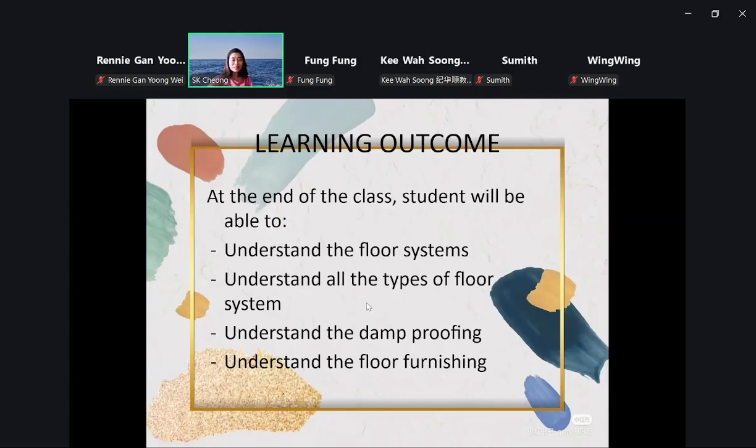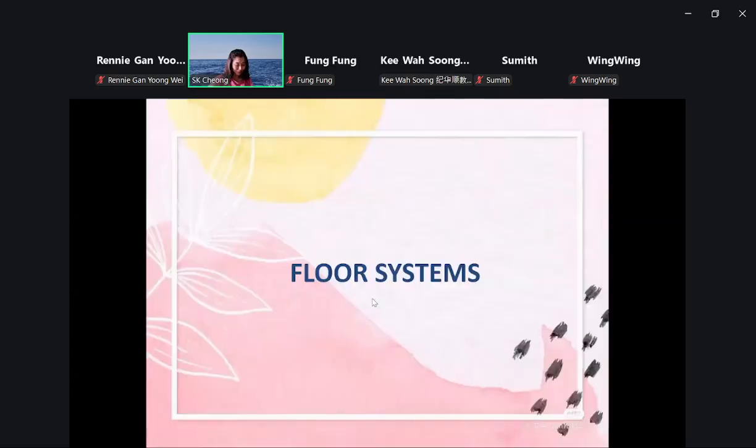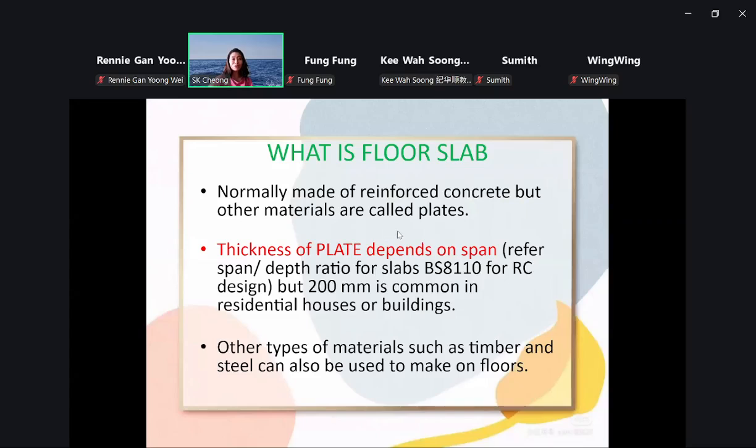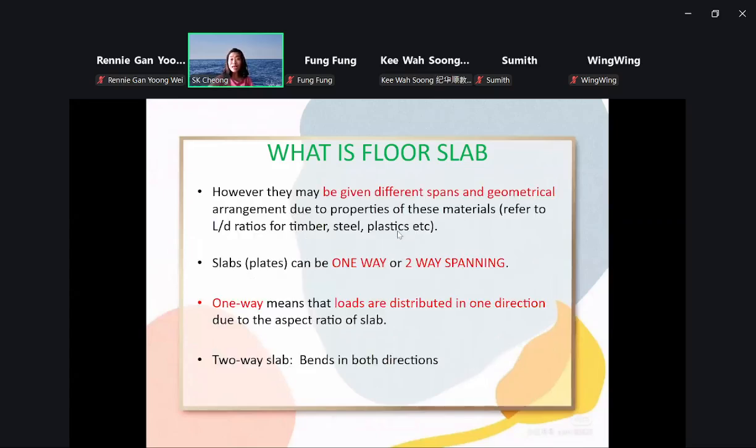So you can easily guess the questions that I can derive from this chapter 4. So what is a floor slab definition, right? So what is one way and what is two way, right? One way and two ways. Okay, again, definition, question about what is a floor slab and differences between one way and two way.